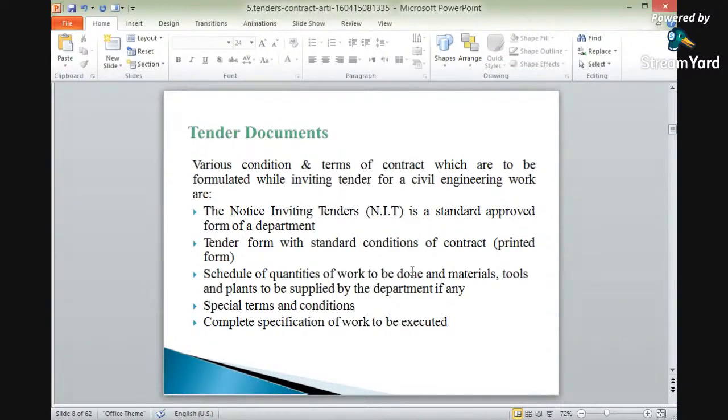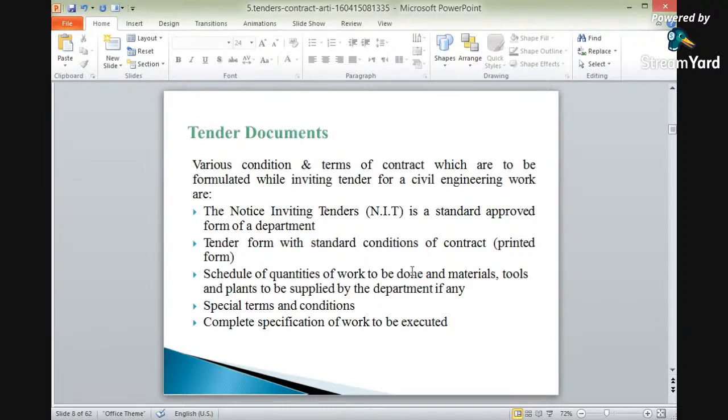Next point is the specific terms and conditions. If there are specific terms and conditions, or specific provisions, they are to be maintained and mentioned here.